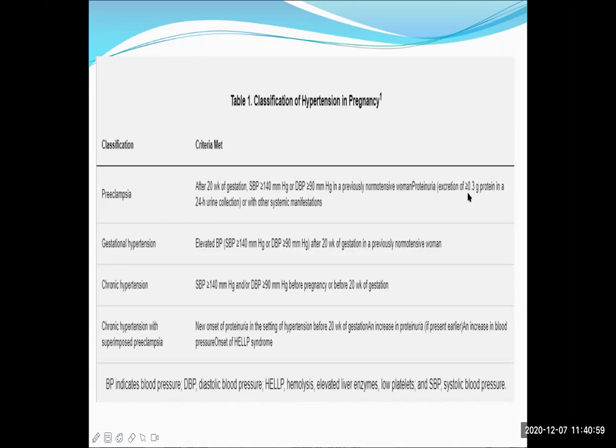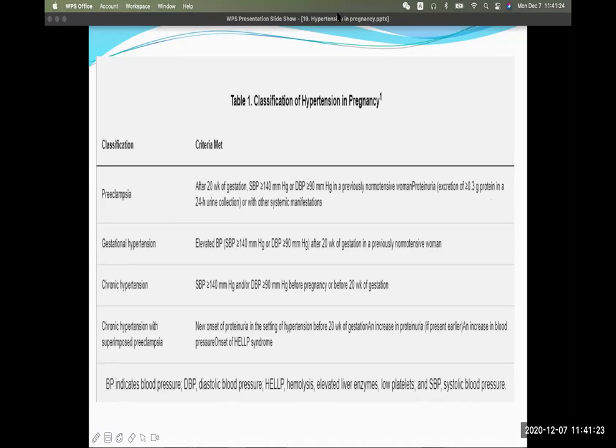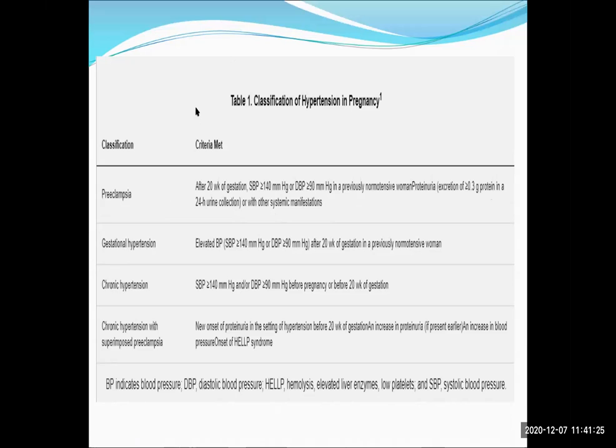Proteinuria, that is excretion of more than or equal to 0.3 gram of protein in a 24-hour urine collection sample, or with other systemic manifestations like headache, blurring of the vision, difficulty to breathe, tender right upper quadrant, oliguria. All of these are other systemic manifestations. Then it is a case of preeclampsia. This is the meaning. See that. It's a case of preeclampsia. And these are all the different criteria.